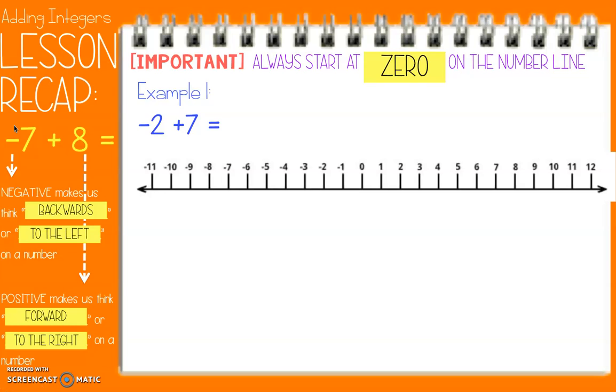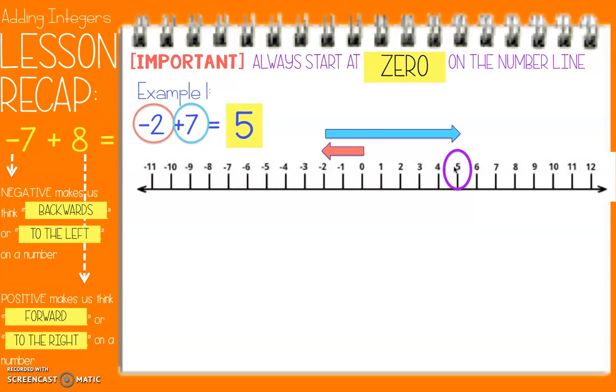We have -2 plus 7. Like I said, we're going to start at that 0, but first I see that we have a -2. So we know we're going to go backwards 2 spaces. So then we have a +7, and our +7 says from there, go forward 7. So we're going to go forward 7. When we go forward 7, we're at our final spot, and we have that +5 is our answer.